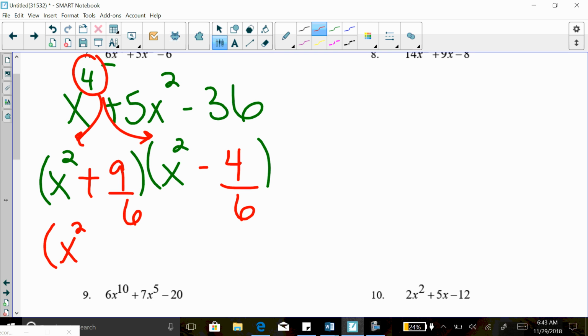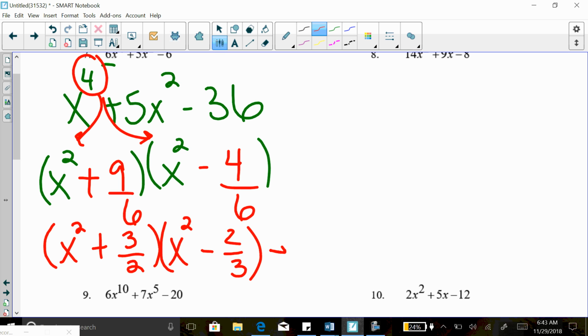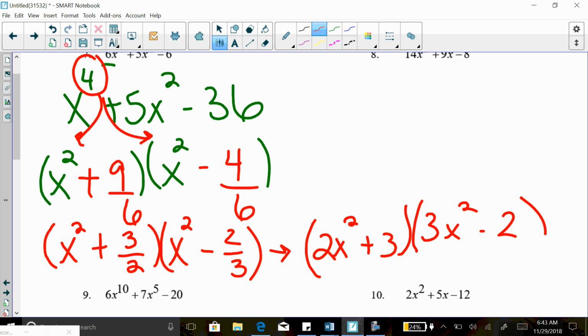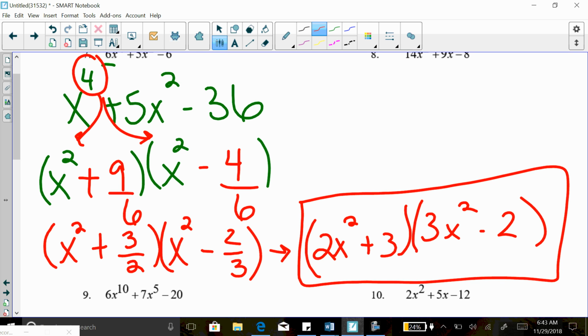Well, I know that 9 over 6 can be reduced to 3 over 2. And I know that 4 over 6 can be reduced to 2 over 3. But 3 over 2 and 2 over 3 are not going to divide to give me perfect whole numbers. So what do I do? I just swing the numbers to the front. So 2x squared plus 3, 3x squared minus 2, and that is our answer.